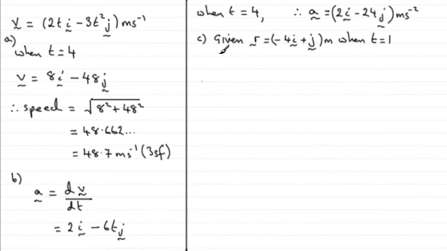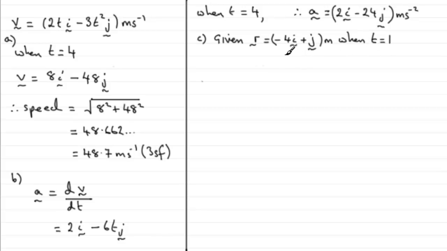Now for the last part, part C, we're given that the position vector of the particle P is minus 4i plus j meters when t is 1. And we've got to find out then the position vector of P when t equals 4. So how do we do this?